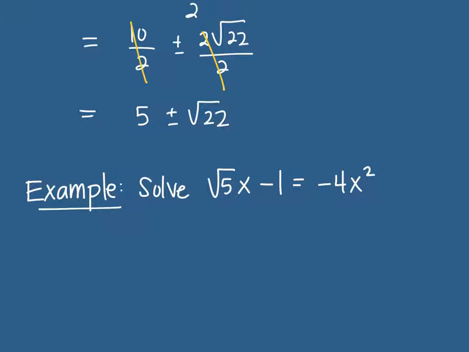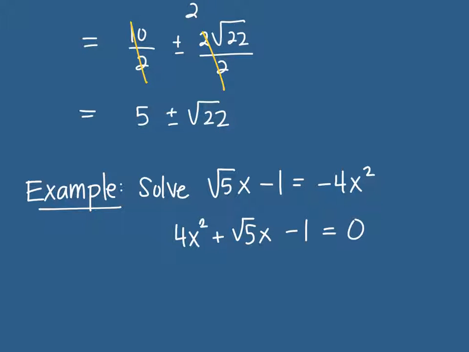We're still going to set it equal to 0. So what's the proper order going to be, Todd? What's the proper order going to be? 4x squared's got to go in the front. And then the rad 5 has an x on it, so it's going to come second. And minus 1 will come last.